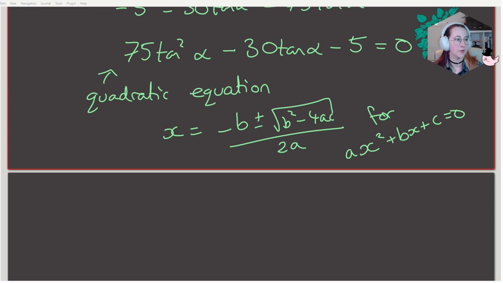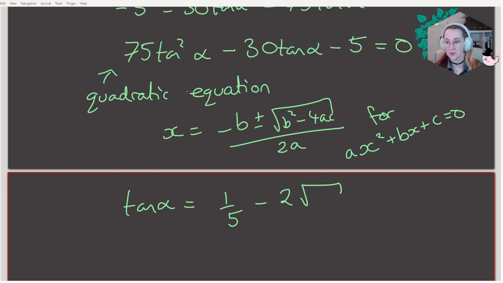But we're not going to do that because I can't be bothered. So I'm just going to plug it into Wolfram Alpha. If you wanted to work it out yourself, you definitely can. And I pray it gives me a nice answer. What are my solutions? So we get tan alpha is a fifth plus or minus 2 square root 2/3 over 5. That's disgusting.